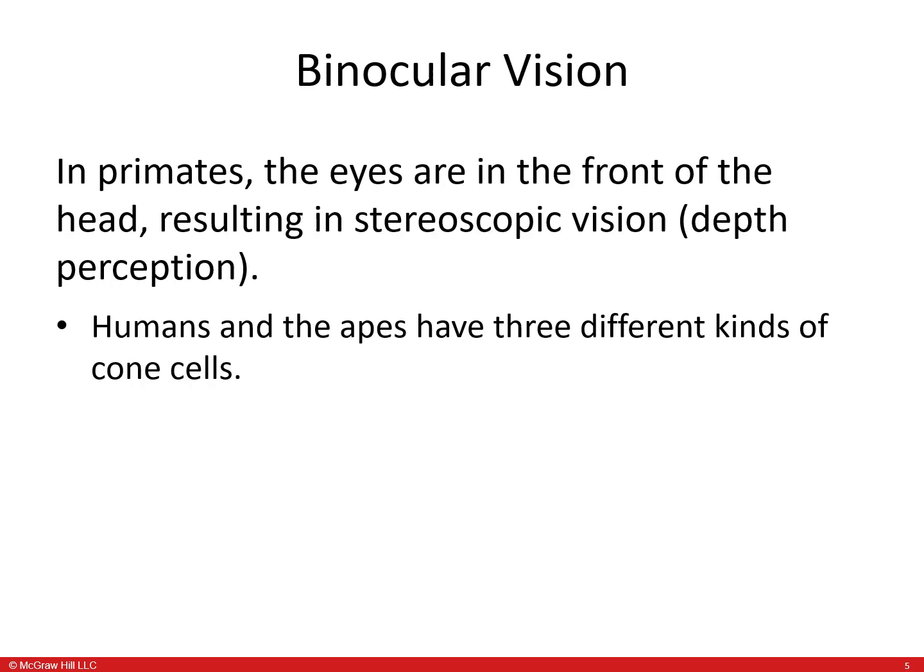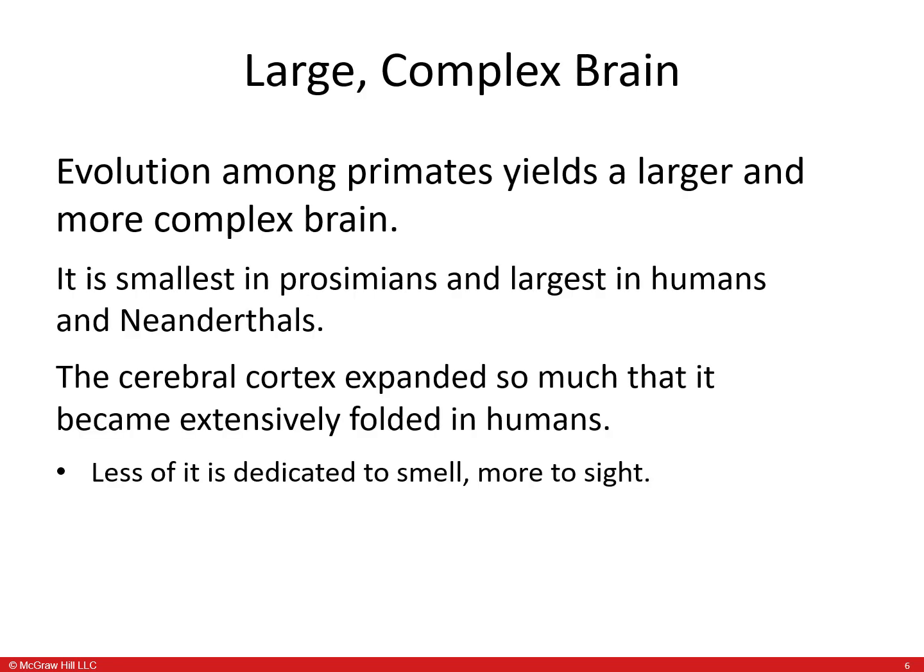In primates, the eyes are in front of the head, resulting in stereoscopic vision. Humans and the apes have 3 different kinds of cone cells. Primates have a larger and more complex brain. It is smallest in prosimians and largest in humans and Neanderthals. The cerebral cortex expanded so much that it became extensively folded in humans. Less of it is dedicated to smell, and more of it is dedicated to sight.